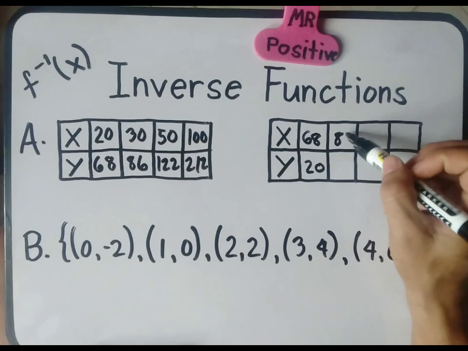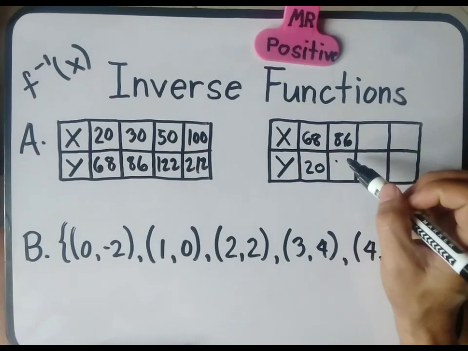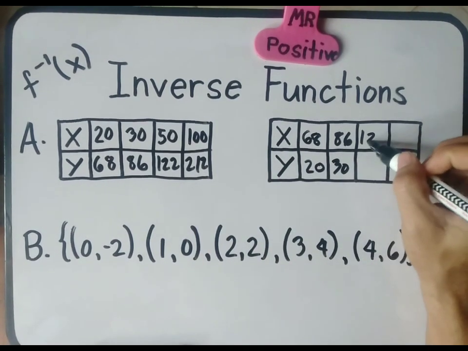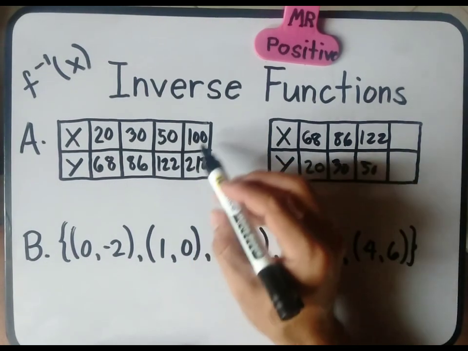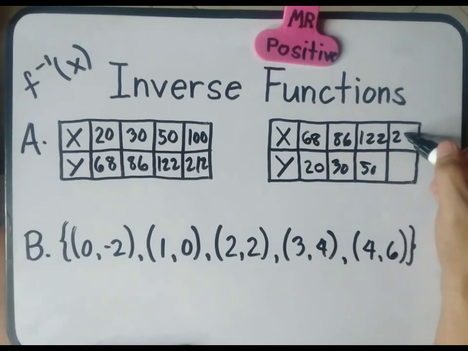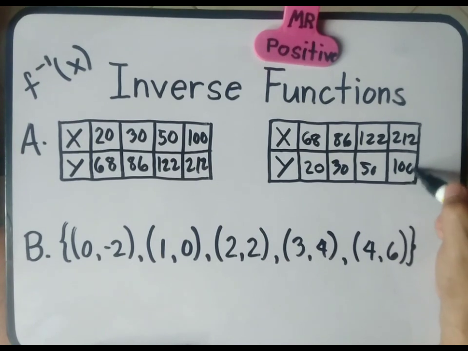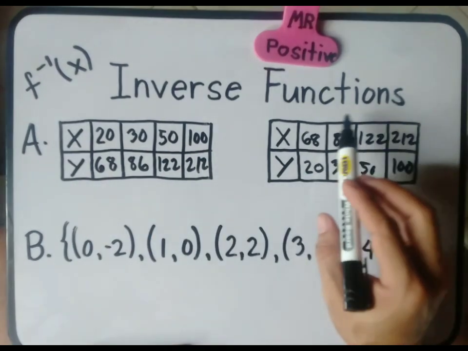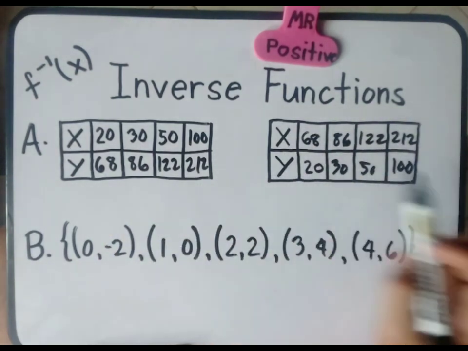So we have 86, then x will become y, 30, 122, then 50, then we have 212, and 100. Okay, so this is the original function, and this is the inverse function through the table of values.